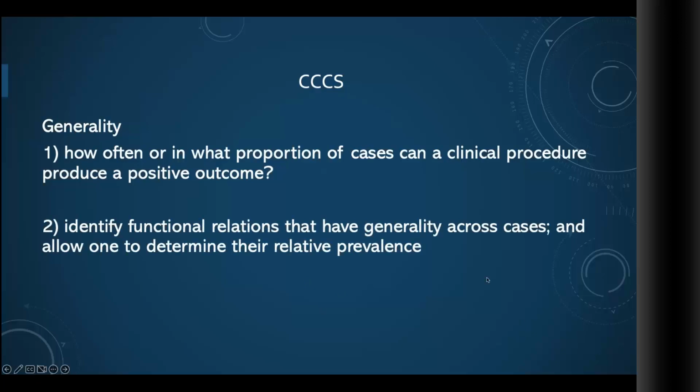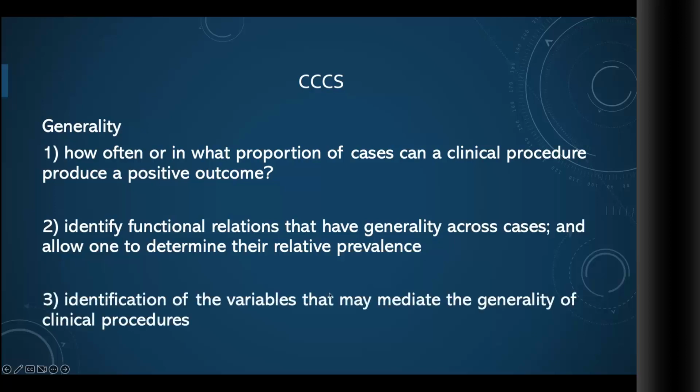It allows us to identify if there's any functional relations across the cases, and then also look at prevalence. So maybe there's a certain percentage of African Americans that were looked at, or a certain percentage of Caucasians. It just depends on what the eventual breakdown of all these demographics might be, but it allows us to look at how generalized our treatment might be across different variables, depending upon what we're interested in. And then also to identify variables that may mediate the generality of clinical procedures.